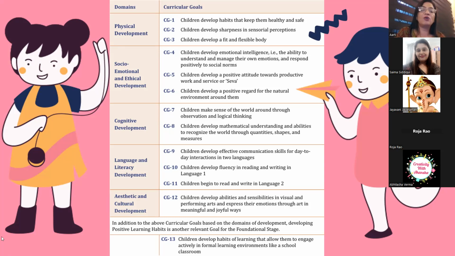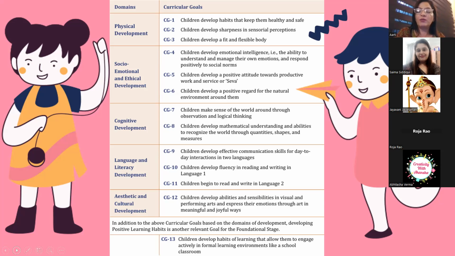Now, talking about curricular goals 4th, 5th, and 6th, they are all for social, emotional, and ethical development. Children develop emotional intelligence over here, that is, the ability to understand and manage their own emotions, and they respond positively to the social norms. This goal stresses the importance of emotional regulation. It makes them understand the social cues, thus fostering positive social behavior and emotional resilience. And we all know this is the need of the hour.